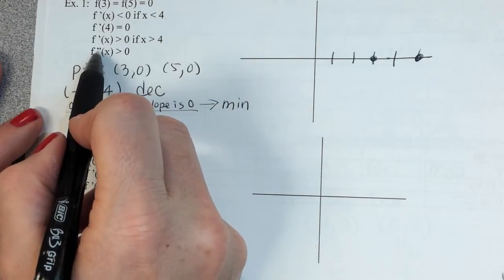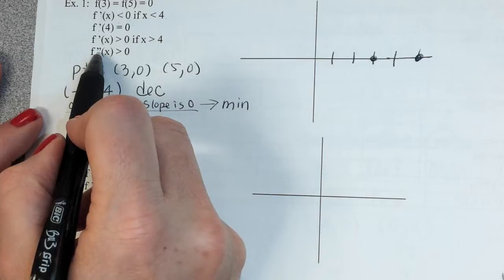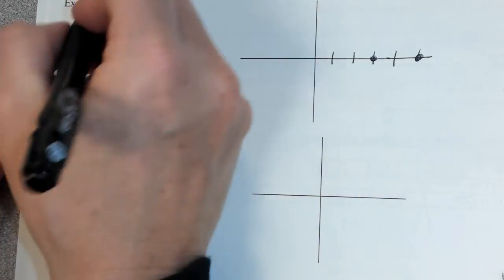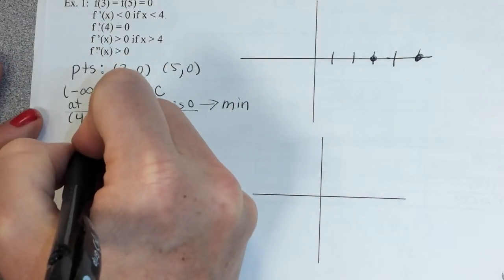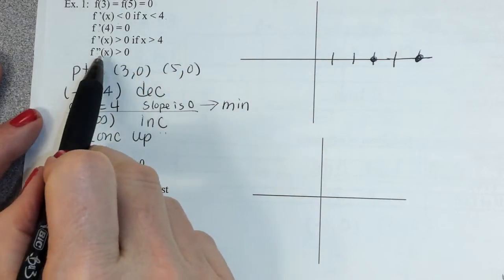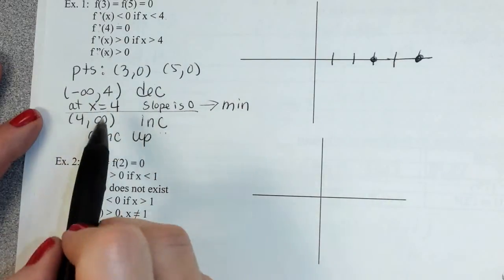F double prime. Peter, what does double prime tell us? Yeah, and it tells us what? Slope, point, concavity. The second derivative is going to be what? Concavity. This is telling me right here that it's always concave up. Because if that second derivative is positive, it's concave up always.